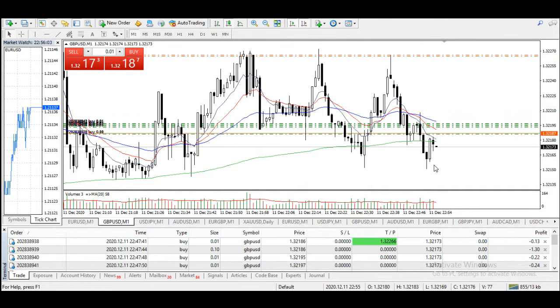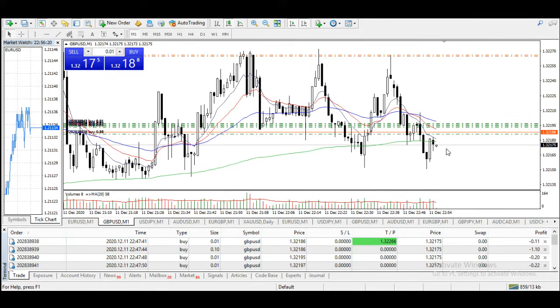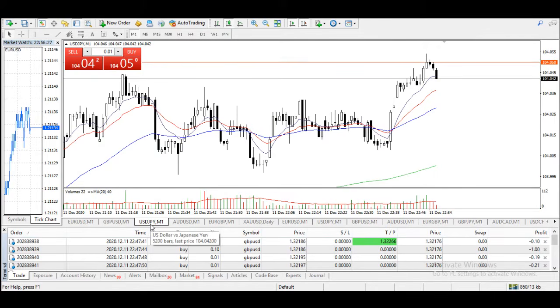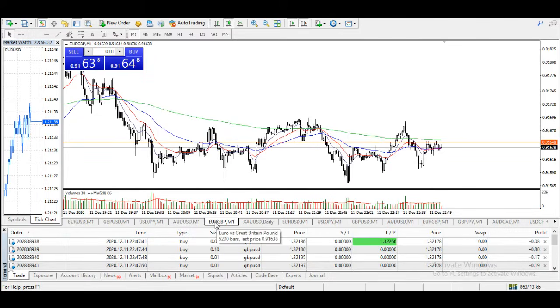Market is moving slow at this time. Of course, we have low volume. At this time, market is slow, of course. So here we are waiting for GBP dollar to get back up. Also on euro dollar, we are still in a range market, and USD yen also, AUD dollar also, and euro GBP is in a range market.